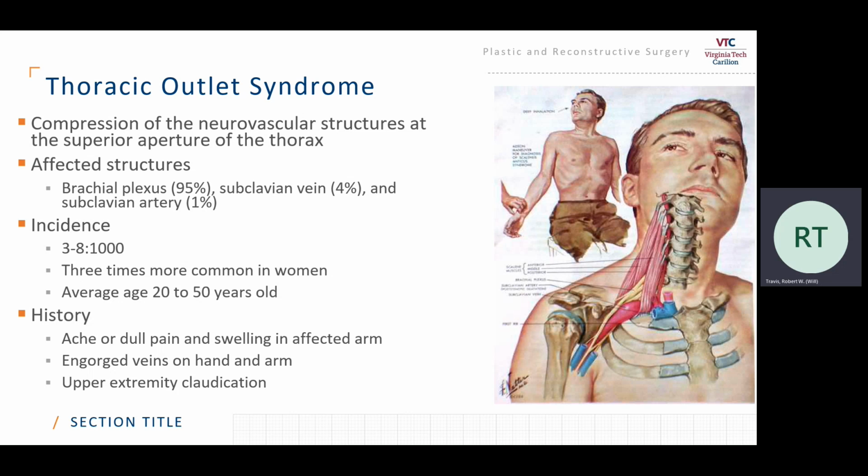Neurologic presentations are more common in females, whereas venous symptoms are more common in males, while arterial symptoms have no sexual predilection. These patients will present with an ache or dull pain and swelling in the affected arm. Most presentations are non-emergent and only require symptomatic treatment and referral. They'll have engorged veins on the hand and arm. And if they have arterial compression, they may have ischemic-like pain or claudication symptoms as well.